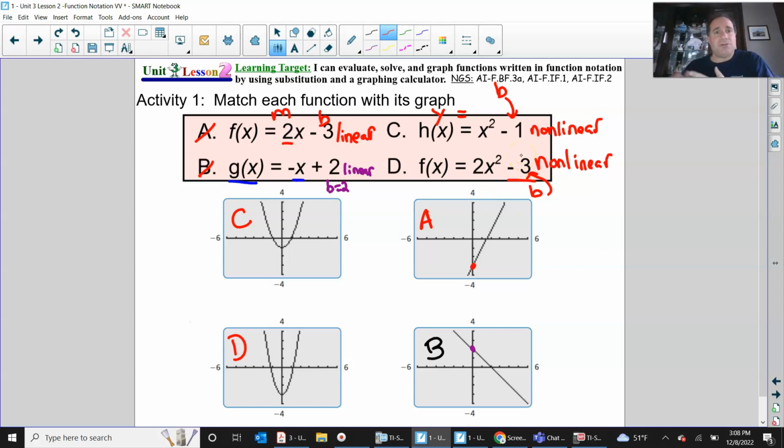So you could use your graphing calculator to help you out, but you could definitely see what the linear functions look like when you have a b of 2. We know that the b of 2 is this, and this is a negative slope. It goes down from left to right. You just have to use exactly what you know. If you don't remember it, just use the graphing calculator.